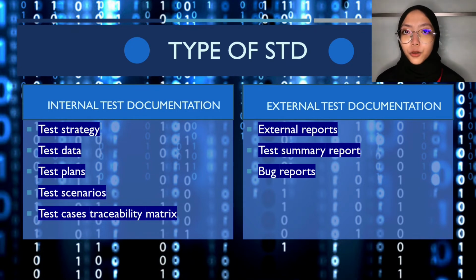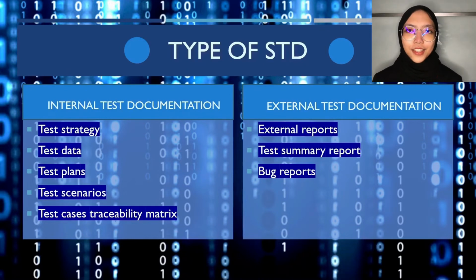There are two types of STD, which are internal and external test documentation. Firstly, the internal type is the most popular type of testing documentation; its files are test reports, plans, and checklists. These documents are used to outline the team's workload and keep track of the progress. The key components of internal test documentation are test strategy, test data, test plans, test scenarios, test cases, and traceability matrix.